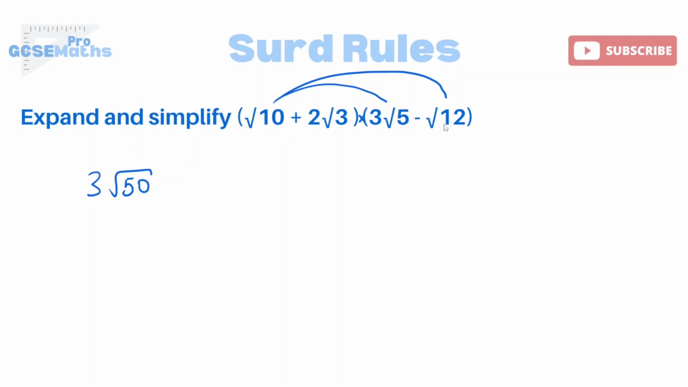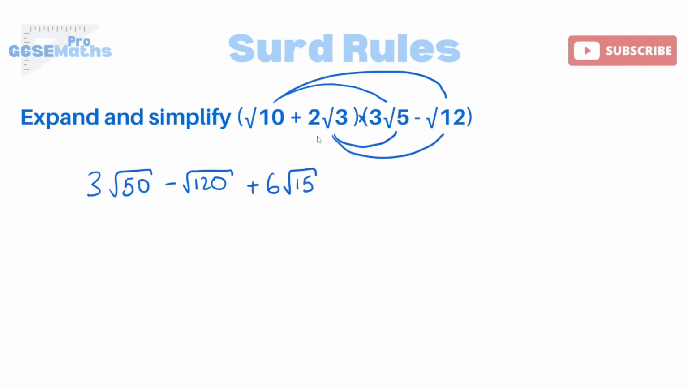So a positive times a negative is a negative, and then they're both surds, so I'm just going to do 10 times 12, which is 120. Now I'm moving on to the second term in the first bracket, which is 2 root 3. 2 root 3 times 3 root 5, we've got 2 times 3, because they're both whole numbers, which is 6, and then in the surd, we've got 3 times 5, which is 15.